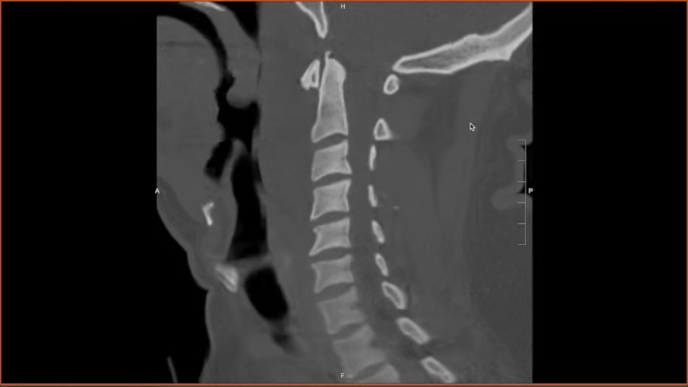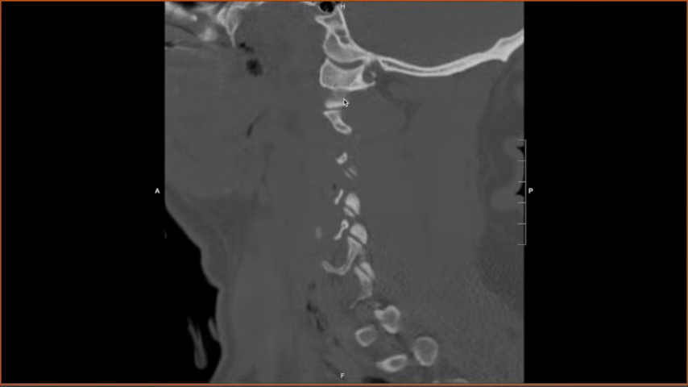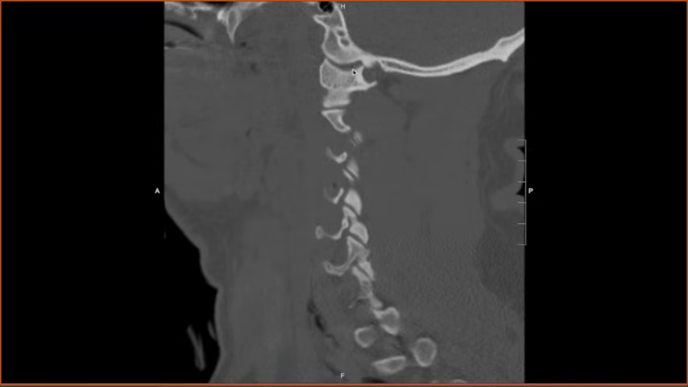So if we start, we look at the atlanto-occipital joints, and right away, the atlanto-occipital joints are not normal. You might think that they're pretty much congruent, but they're not. Any step off, any widening is abnormal. This distance is abnormal. We can measure it.